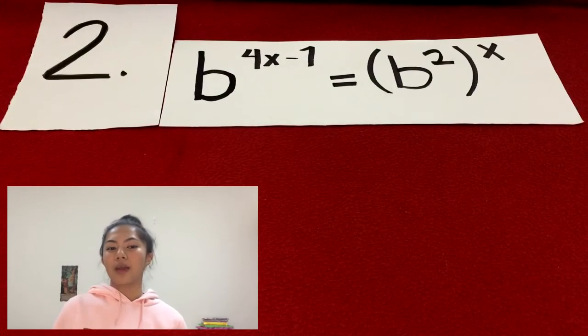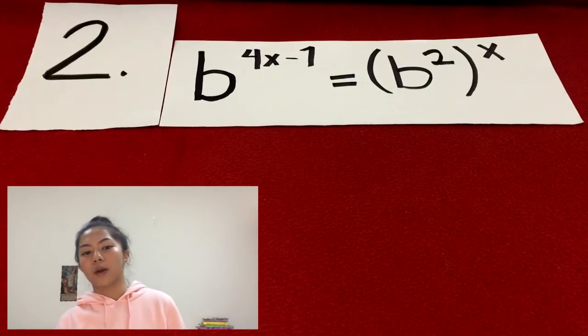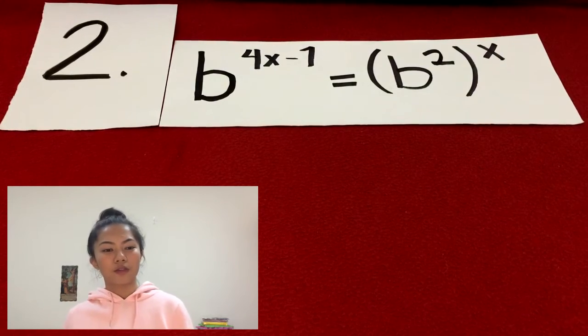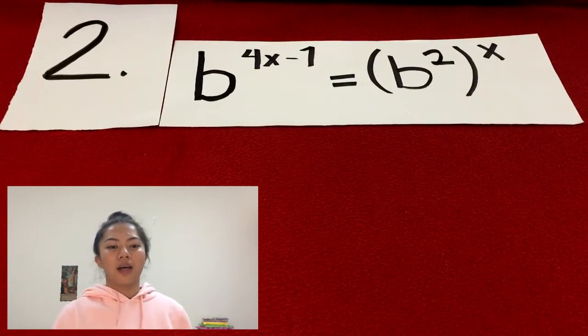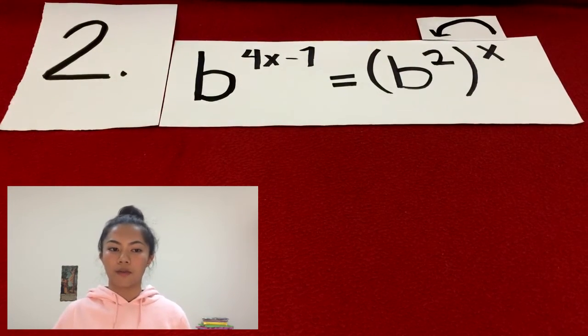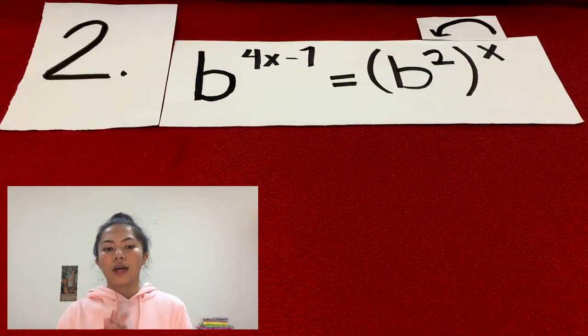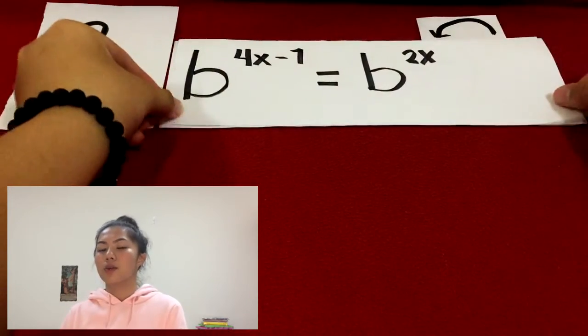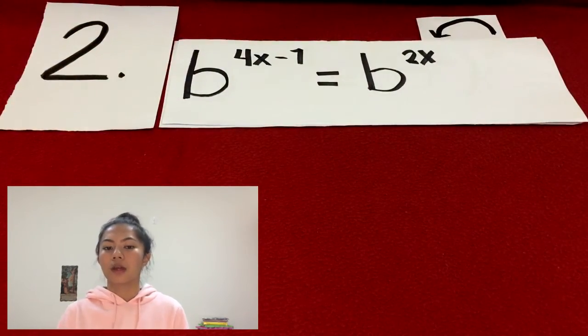In this problem, we have b to the 4x minus 1 equals b squared raised to the x. First we have to recognize that we have a common base on both sides. On the right side, we obviously have to simplify it. So that's going to be b to the 4x minus 1 equals b to the 2x.